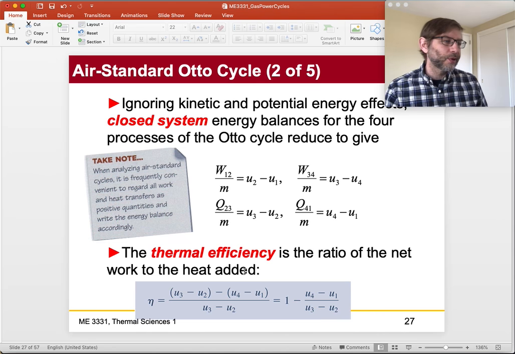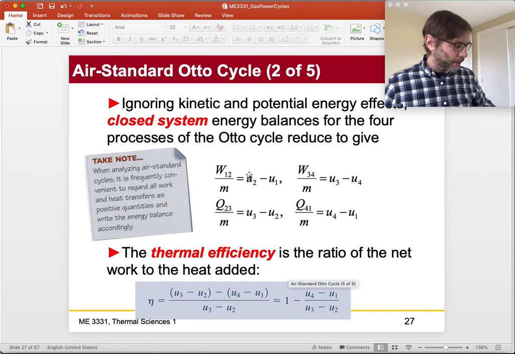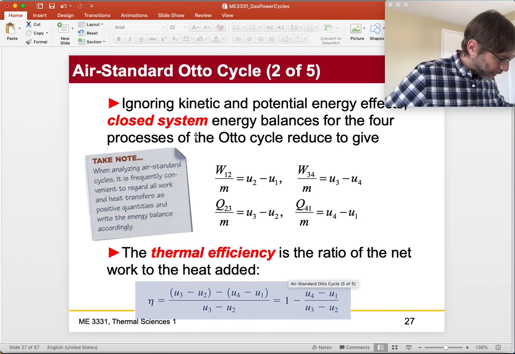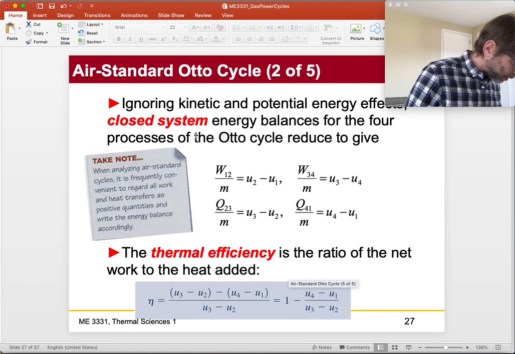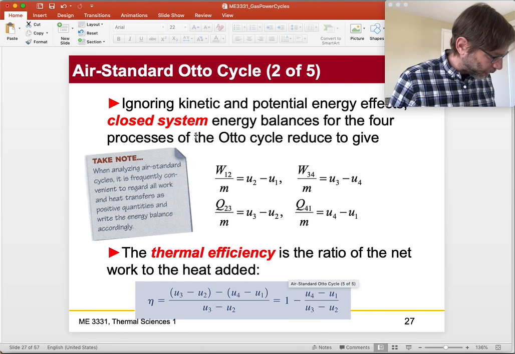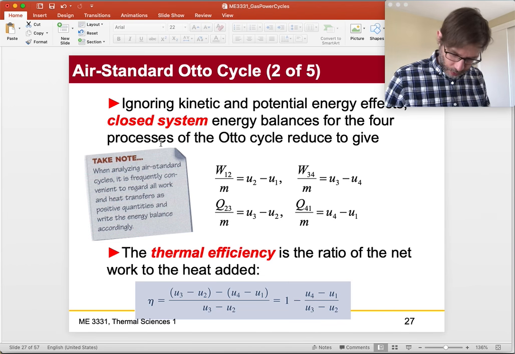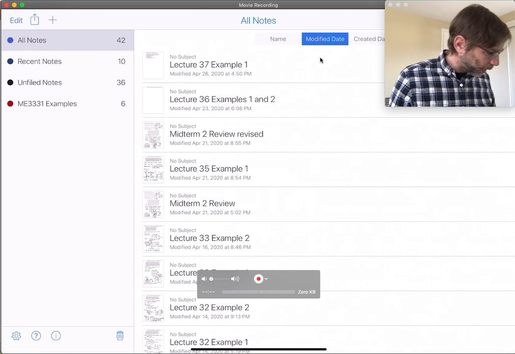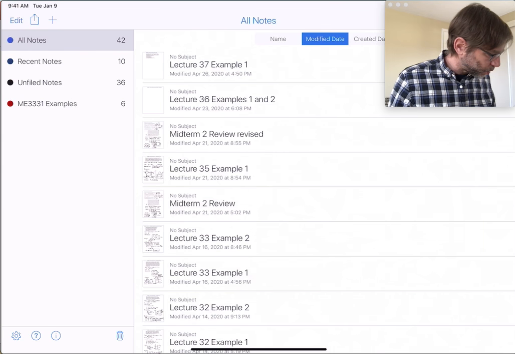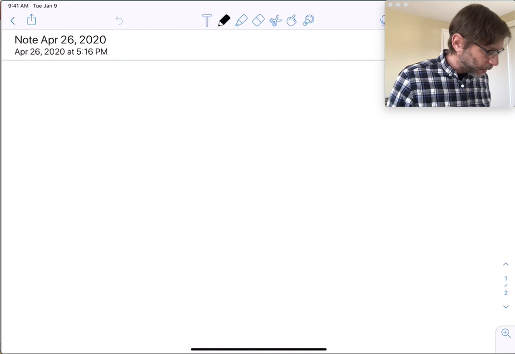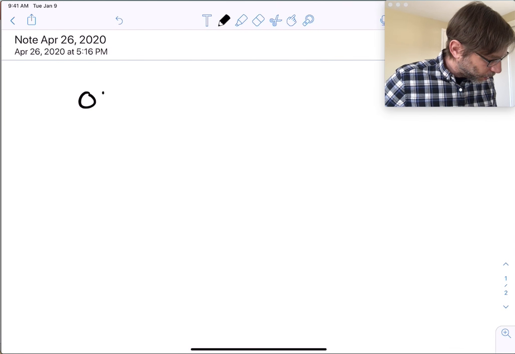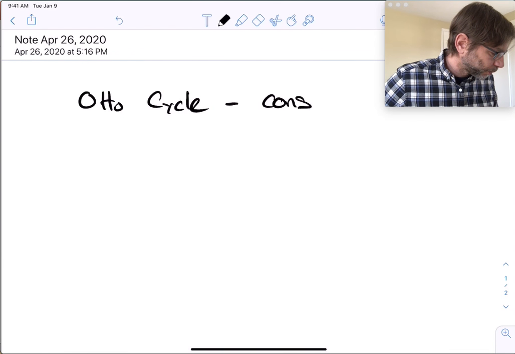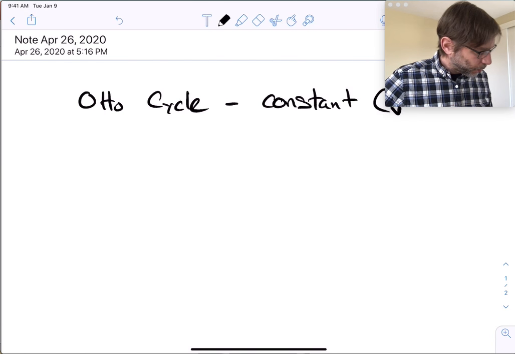One thing I can do is give you a little example of this. And there's a really cool relation that is not derived here in the book, but I'm going to derive for you anyhow. So I'm going to go to my iPad here, and I'm going to start a new file and make a note. Otto cycle at constant CV. We're going to calculate the efficiency.